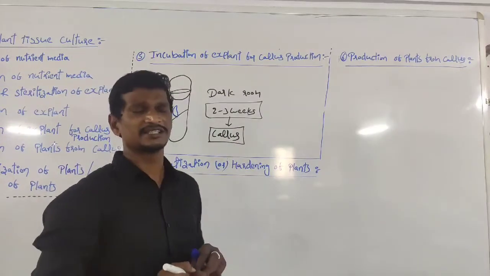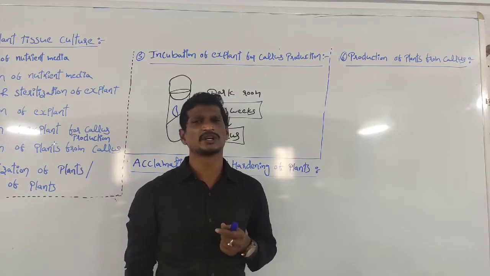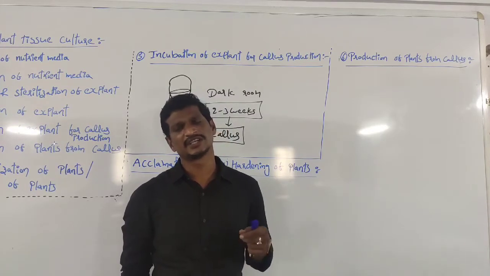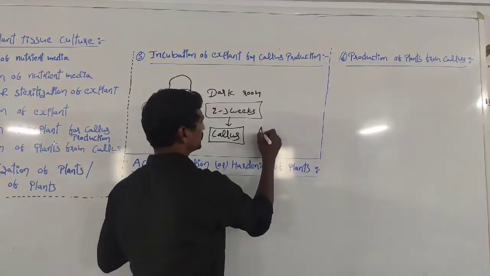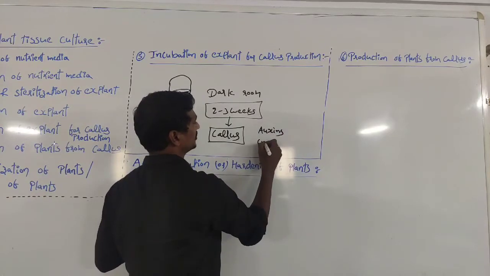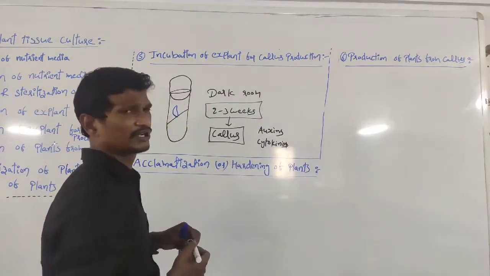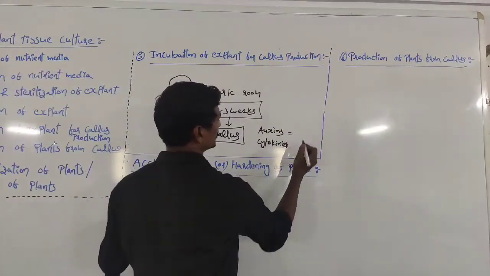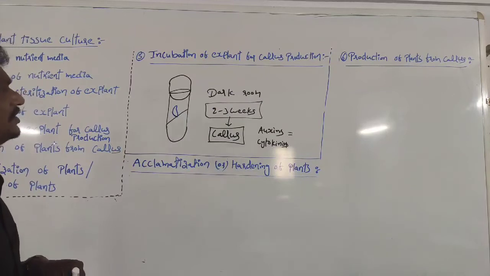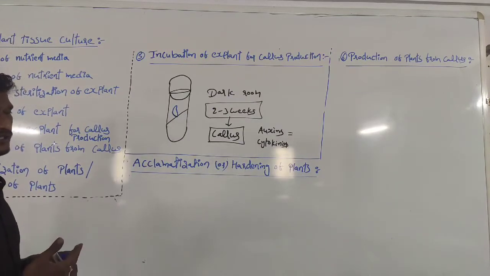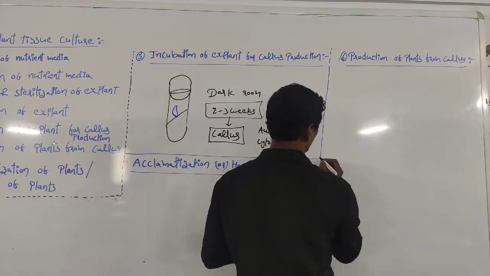We already know the callus is an undifferentiated cell mass, especially the cells are brown in color, and they are involved in a rapid cell division process. Remember, within this nutrient media there are auxins and cytokinins, both used in an equal ratio. That is about the incubation process and callus production from the explant, and then the production of plants from the callus.